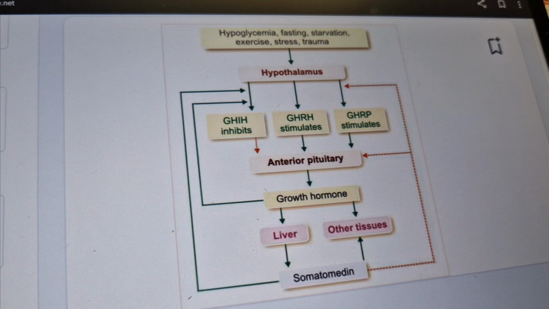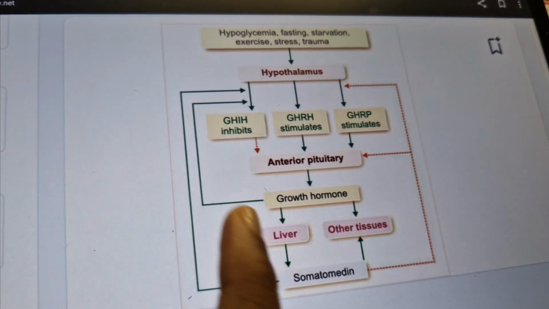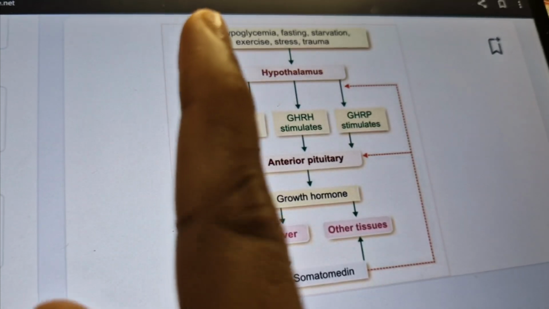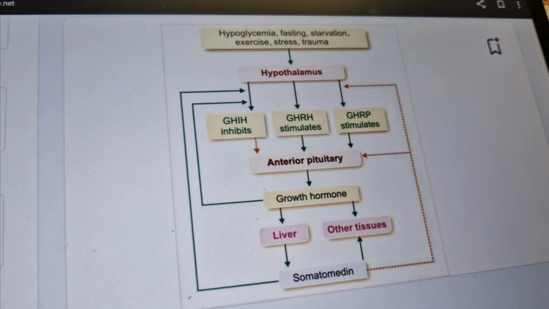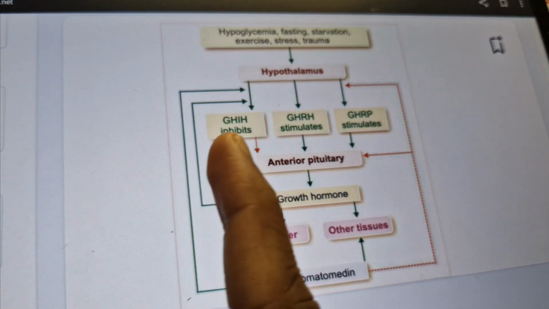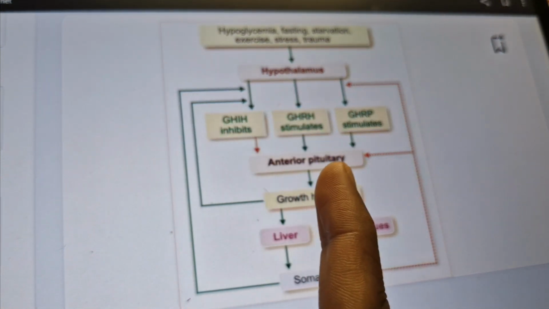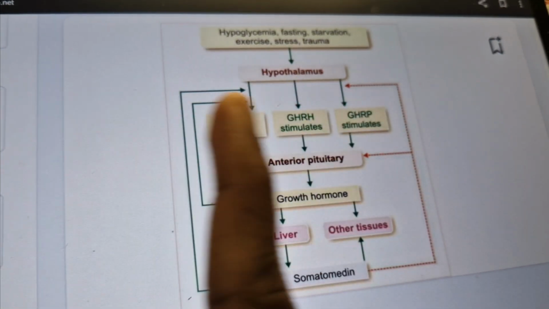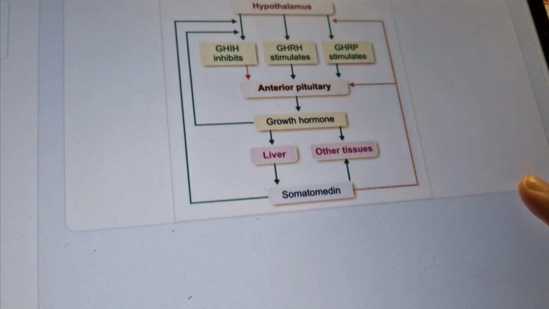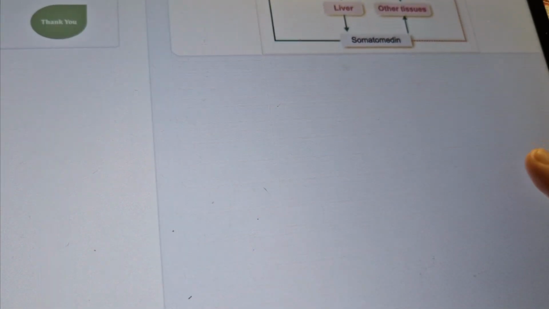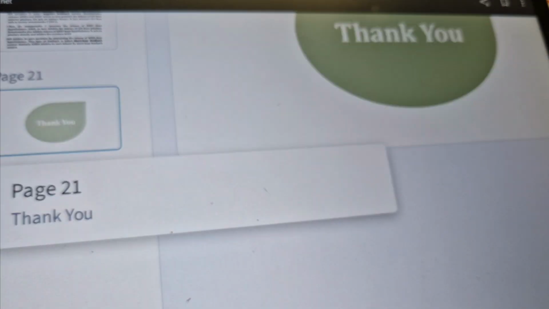Again, excess growth hormone secretion will go and inhibit the hypothalamus. It can inhibit the hypothalamus, or it can inhibit the anterior pituitary, to decrease secretion of growth hormone releasing hormone or growth hormone. Growth hormone itself, from the anterior pituitary, can go and inhibit anyway. There are two terms, long loop inhibition and short loop inhibition, that I'll be teaching you later.